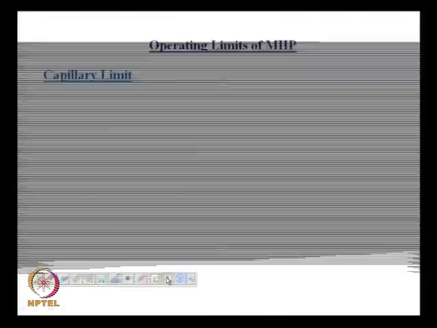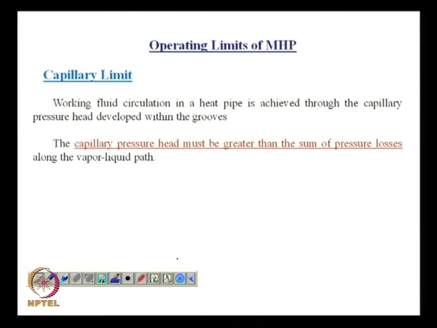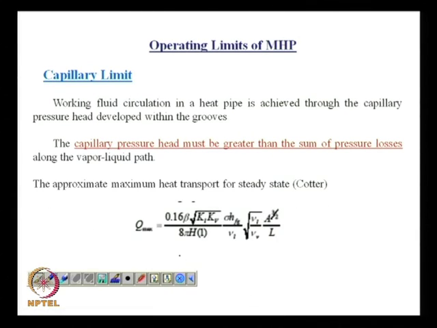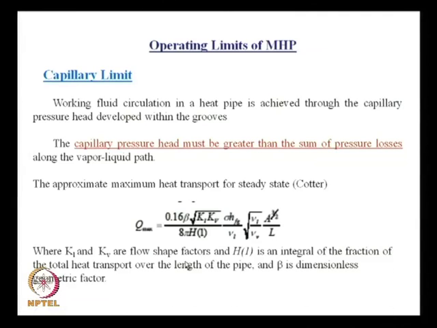So, we already know what the capillary limit is, where the capillary pressure head is less than the sum of all pressure losses present in the system. The moment that happens, you have reached your capillary limit. And there are some approximate formulas, these are approximate relations, correlations again proposed by the pioneer in this field, Cotter, which tell us what the value of critical heat flux would be, and the expressions for KL, KV, HL and so on are available in the references.